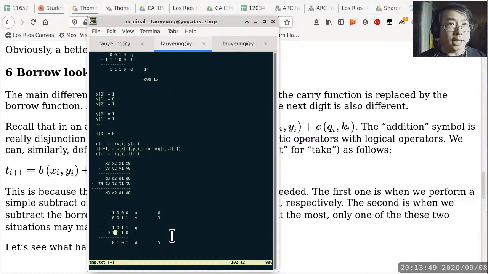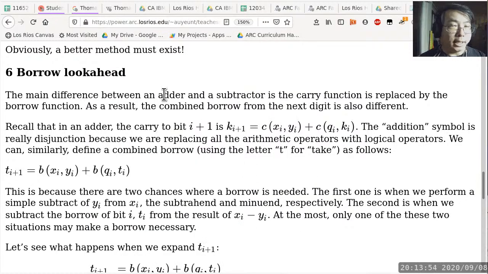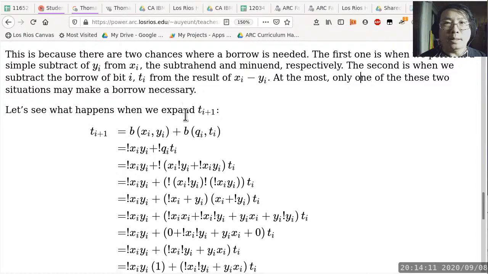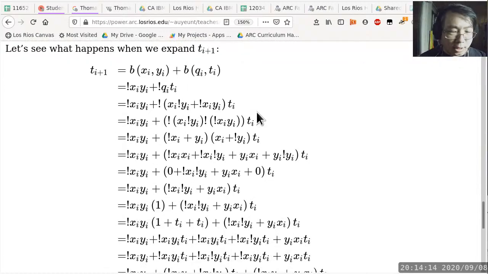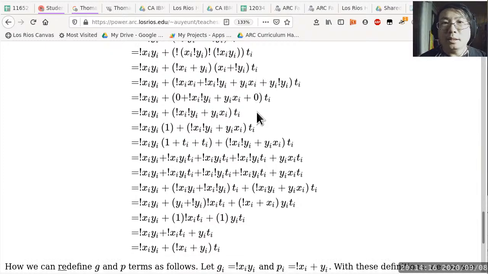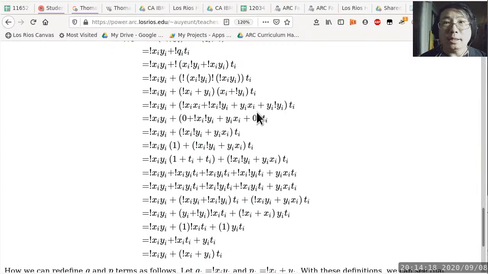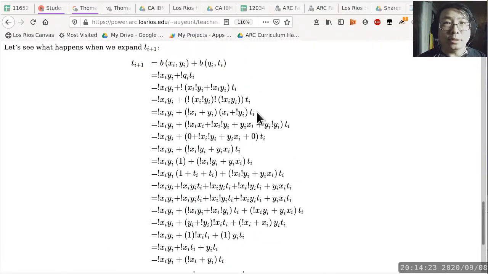So naturally, we don't want it to happen either. So now we look at borrow look ahead as a mechanism. So we look at the original definition, t i plus 1 is b of x i y i or b of q i t i. Yep, borrow look ahead. That's what the title is for this section. So now we go through some Boolean algebra magic. And okay, it's a little bit longer than that. It's really just using the same kind of tricks that we talked about before.